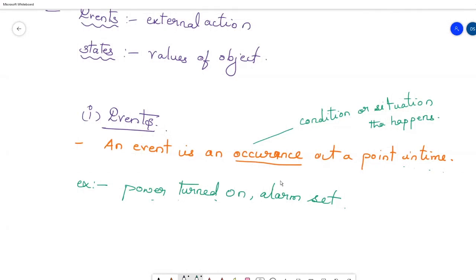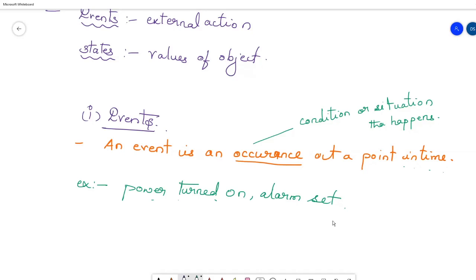Now, alarm set, that means you have taken a watch and set an alarm for a particular time. That is called an event, a condition which happens at that particular time. Or when an alarm bell rings, you press the button to switch it off or just snooze it. That is an external action.